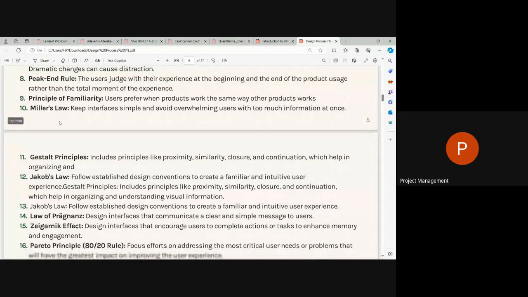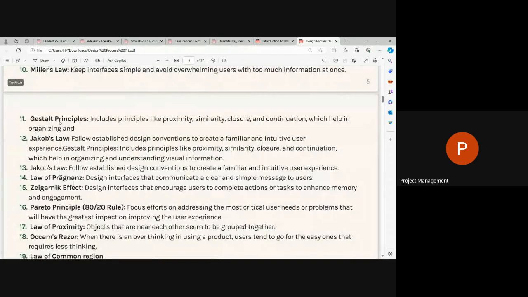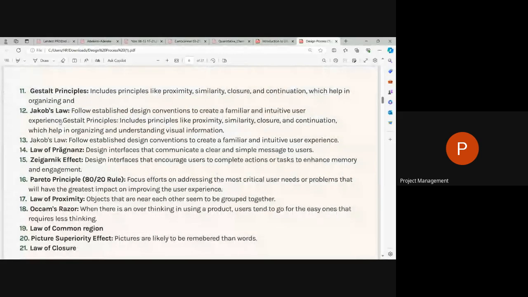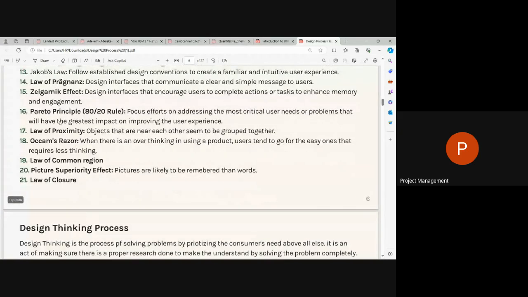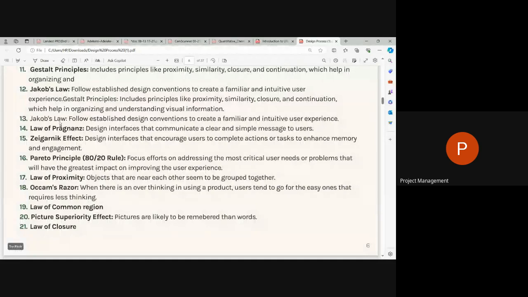Now we have Gestalt principle. We are still going to get to that. It involves principles like proximity, similarity, closure, and continuation. They help in organizing the layouts of the design. Then we have Jacob's law. Follow established design conventions to create a familiar and intuitive user experience. Then we have the law of Prägnanz: design an interface that communicates a clear and simple message to the user.